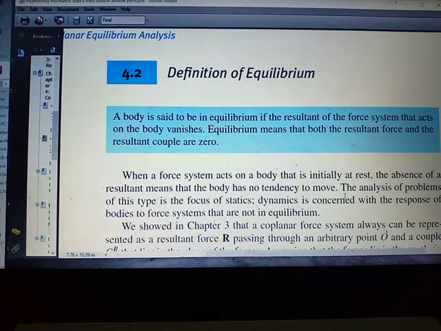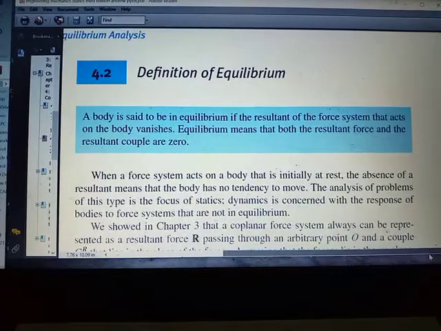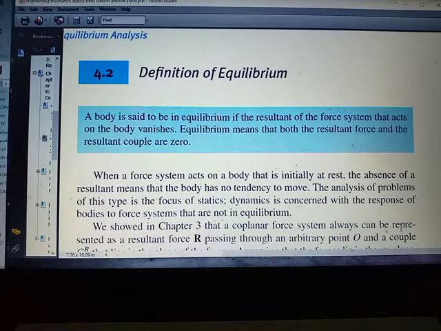The body is said to be in equilibrium if the resultant of the force systems that acts on the body vanishes. So equilibrium means that both the resultant force and the resultant couple are 0. So, ibig sabihin, yung equilibrium, kapag yung resultant force at any direction, for a coplanar system, may x and y direction ka, so, yung x at saka y axis is equal to 0, at saka yung couple is equal to 0. The other term for couple is moment.